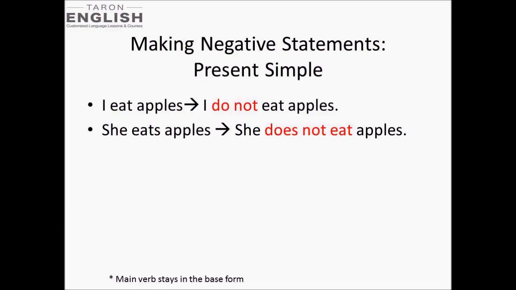Let's start by looking at two examples in the simple present tense. One example of a positive statement in present simple is I eat apples. A negative statement looks like I do not eat apples. She eats apples becomes she does not eat apples.